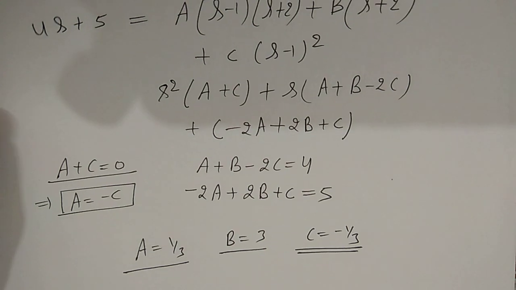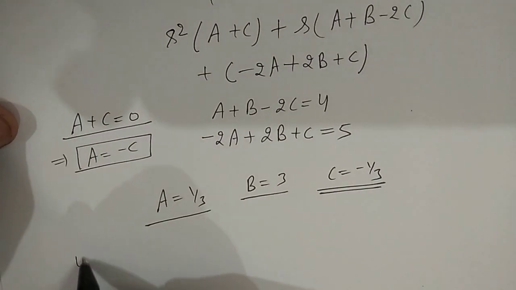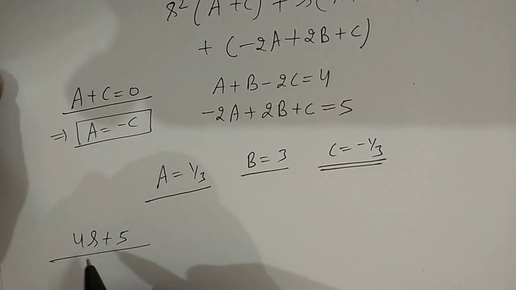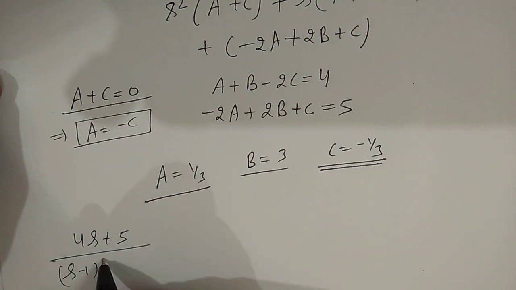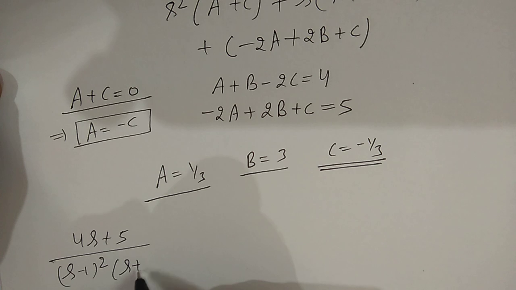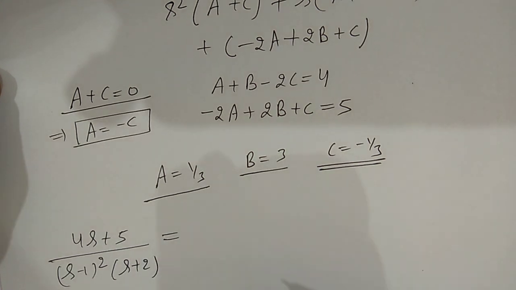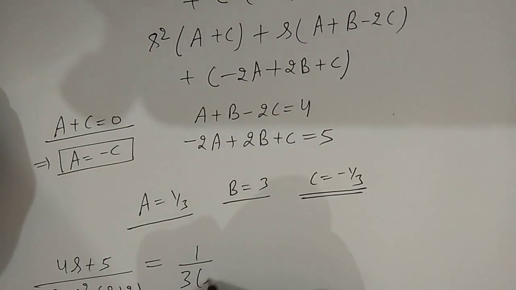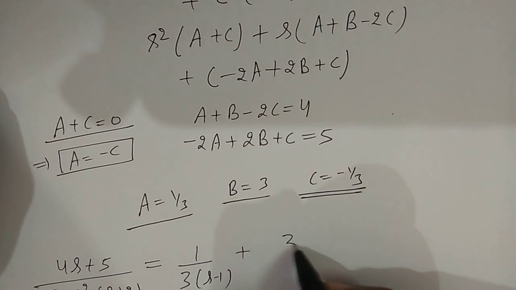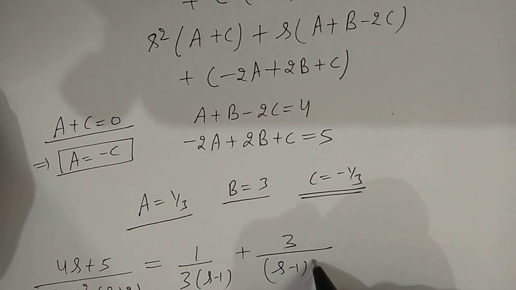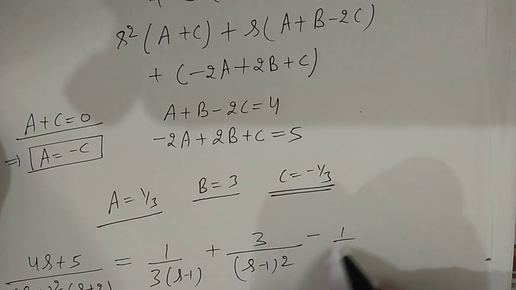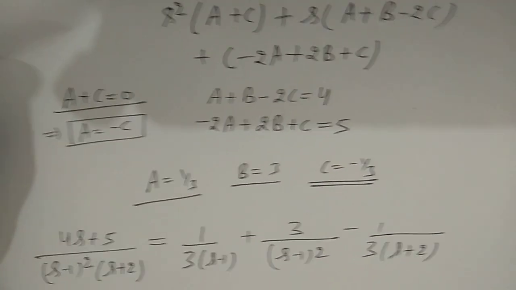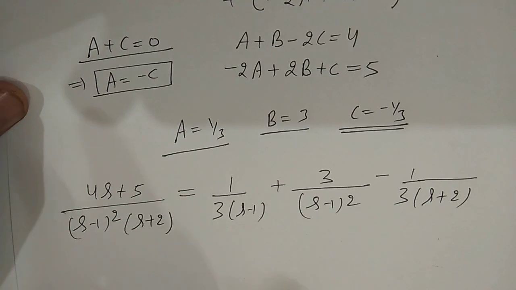So now we get the partial fraction. We can write (4s + 5) divided by (s - 1)² (s + 2) equal to, with A equal to 1 by 3, 1 by 3 over (s - 1), plus B equal to 3, so 3 by (s - 1)², and minus 1 by 3 over (s + 2). Now we'll apply the inverse Laplace on both sides.